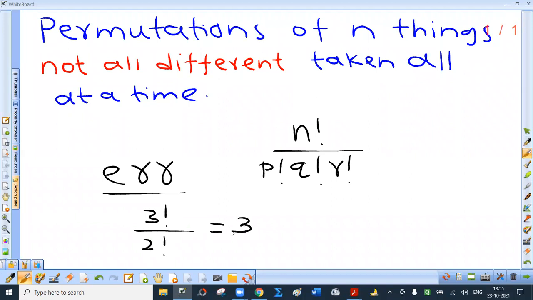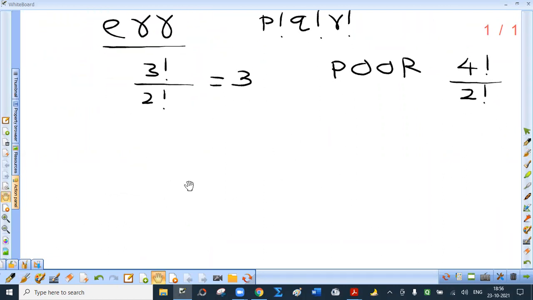We'll consider another word, say POOR. P-O-O-R. How many letters? 4. O occurs twice. So divide 4 factorial by 2 factorial. Now, why this formula? I'll tell you the logic.